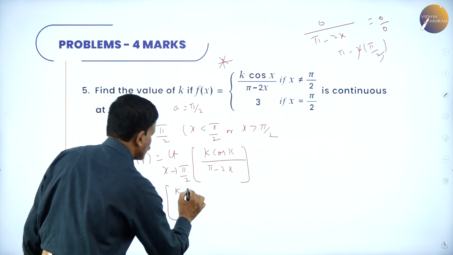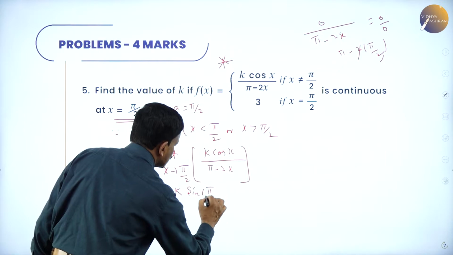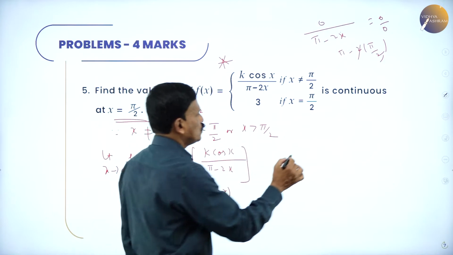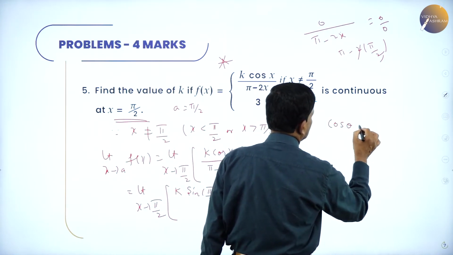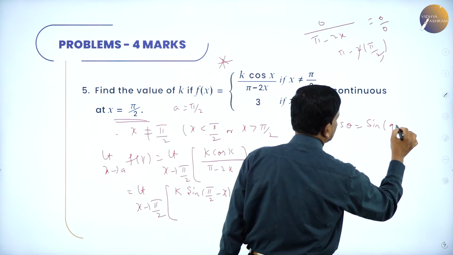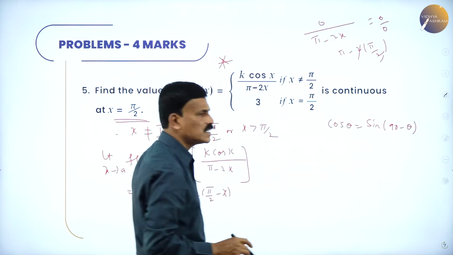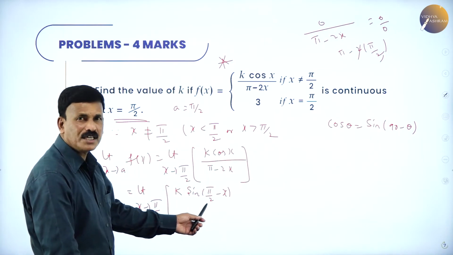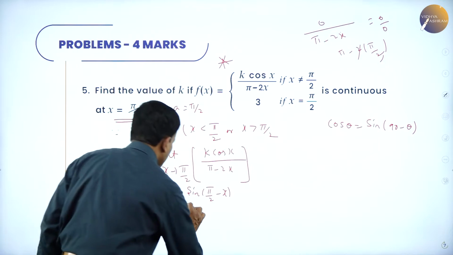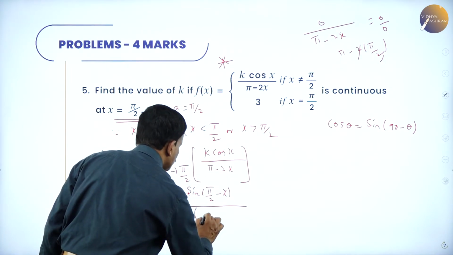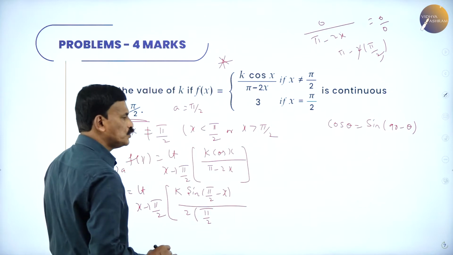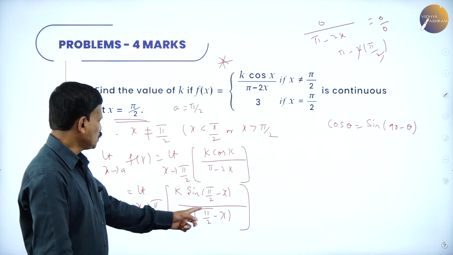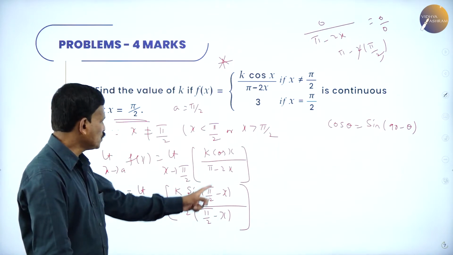Cos x can also be written as sin 90 minus x. What is sin 90 minus theta? Cos theta. So make use of this formula: cos theta is also equal to sin 90 minus theta. So cos x can also be written as sin of pi by 2 minus x, divided by, we can take 2 as a common factor out, so this can be written as 2 into pi by 2 minus x. If you multiply, 2 into pi by 2, 2 gets cancelled, pi minus 2 into x is 2x.